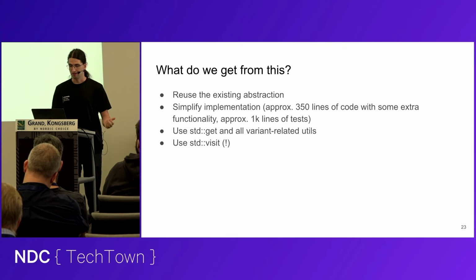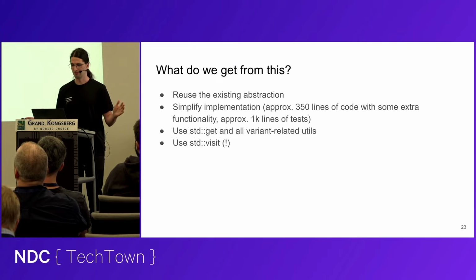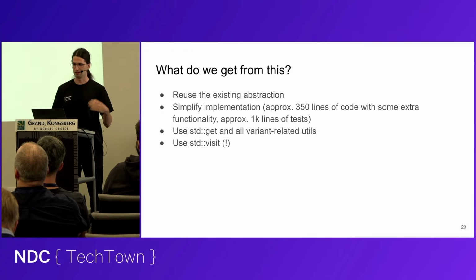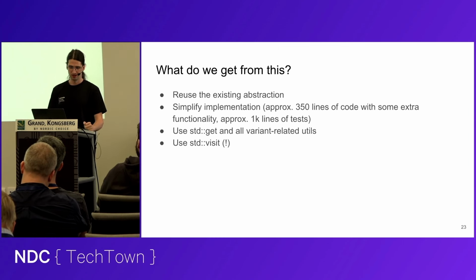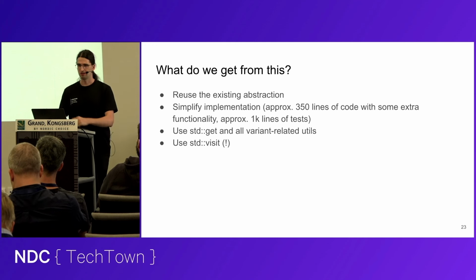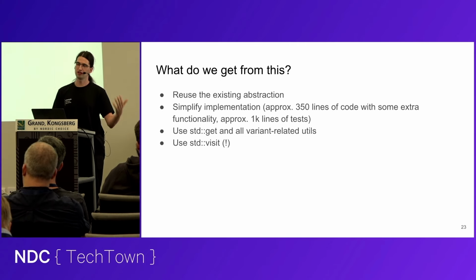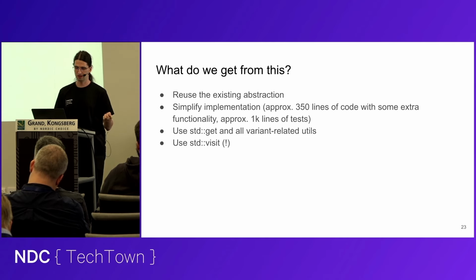But what can we get from this? We reuse an existing abstraction. We can have a super simple implementation of that in a small amount of lines of code. And most of the implementation will be the test code to check the entire invariant. And we can use std::get and all variant-related utils. We don't even need to have the regular interface. We can have only the monadic interface. And there are cases where you need a regular non-monadic interface. I'll talk about it later.